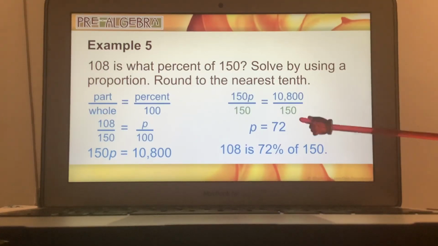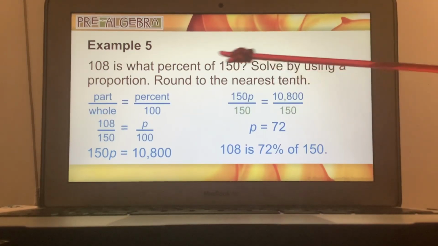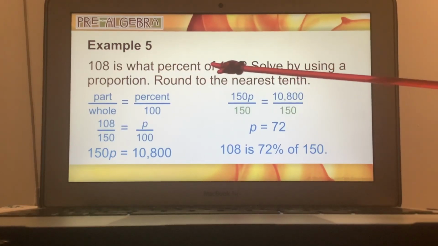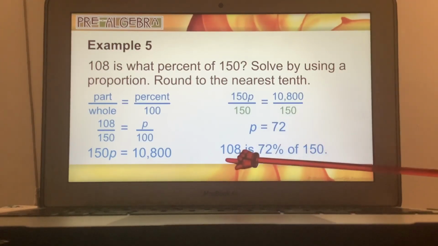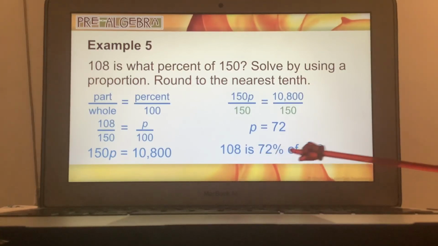P equals 72, but it's asking you what percent that is. So you have to take 72 and add the percent sign. So 108 is 72% of 150.